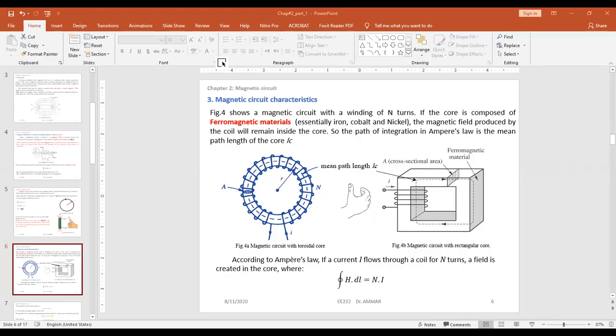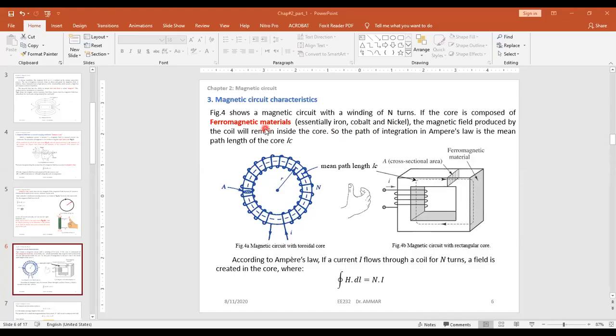Okay, so if the core is composed of ferromagnetic materials. Ferromagnetic materials are the materials used basically to construct electric machines. They are the same materials that a magnet can attract. Basically we know iron, also cobalt and nickel. Maybe there are others, or as I said it could be a mixture of materials, but basically we have iron, cobalt and nickel. Those three materials are called ferromagnetic materials.